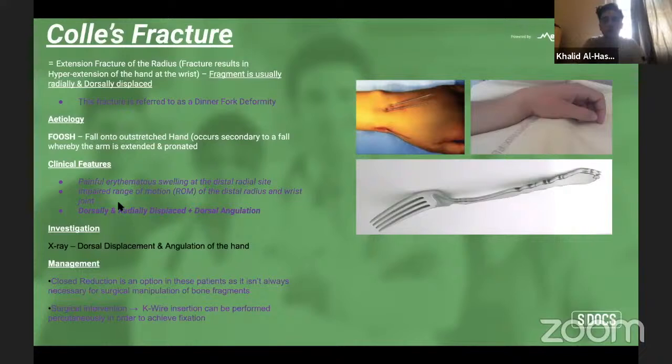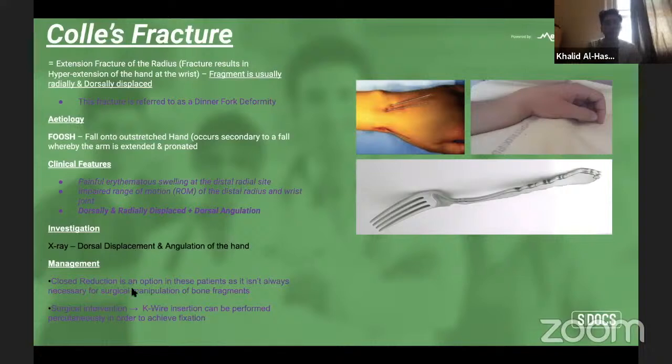This is to be expected, especially because there is damage or injury close to the distal radius, close to the actual radiocarpal joint. And you will see that the fragment is dorsally and radially displaced with some dorsal angulation too. An X-ray would generally tend to show everything that was just mentioned earlier.